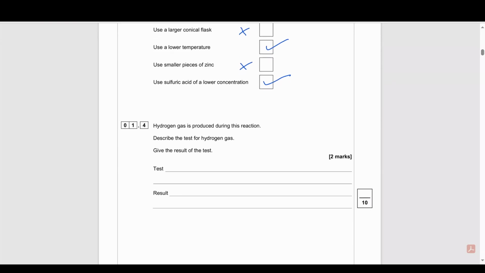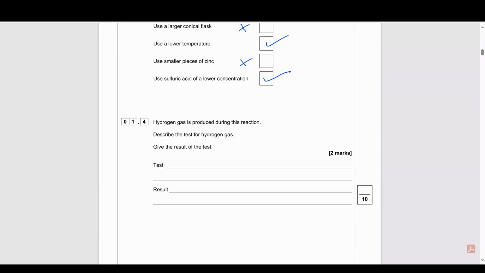1.4. Hydrogen gas is produced during this reaction. Describe the test for hydrogen gas. Give the result of the test. So testing for gases, there are three you must be very, very clear on: hydrogen, oxygen, carbon dioxide, and then you've also got to remind yourself about chlorine and halogens.